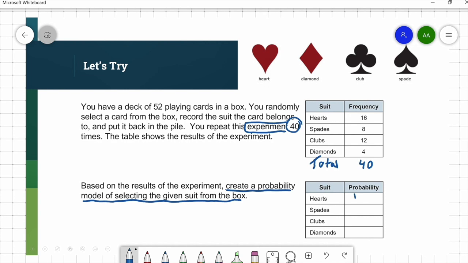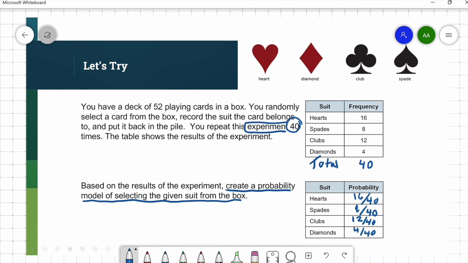And so we'll write our fraction, 16 over 40. Spades, a spade was selected 8 times, so that's 8 out of 40. Clubs were selected 12 times, 12 out of 40. And diamonds were selected 4 times, 4 out of 40.